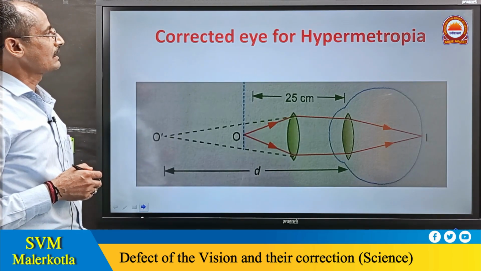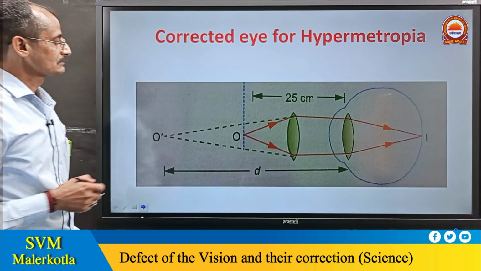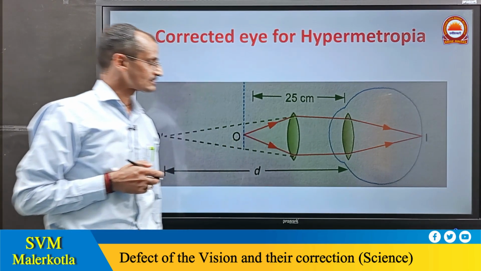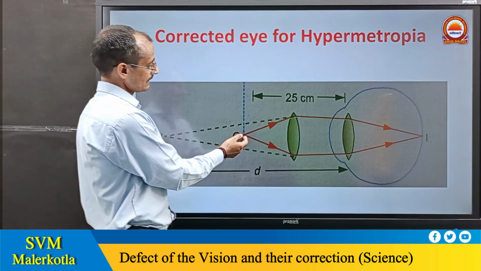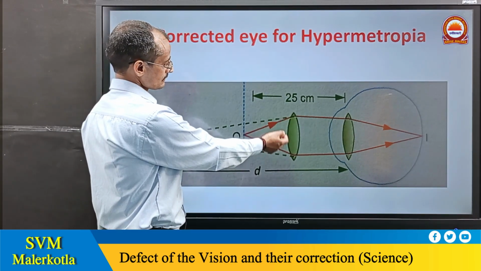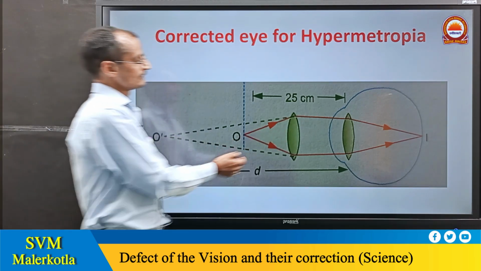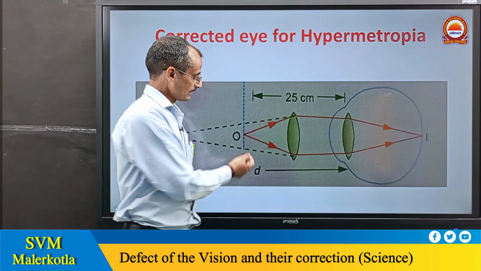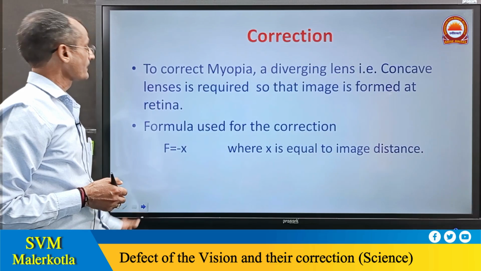Next, corrected eye for hypermetropia. How is this defect corrected? For this correction we use a convex lens of suitable focal length. Before that, when the lens is not there, our near point is here, but when we use this convex lens, then the near point is there, that is D, it becomes 25 centimeter.